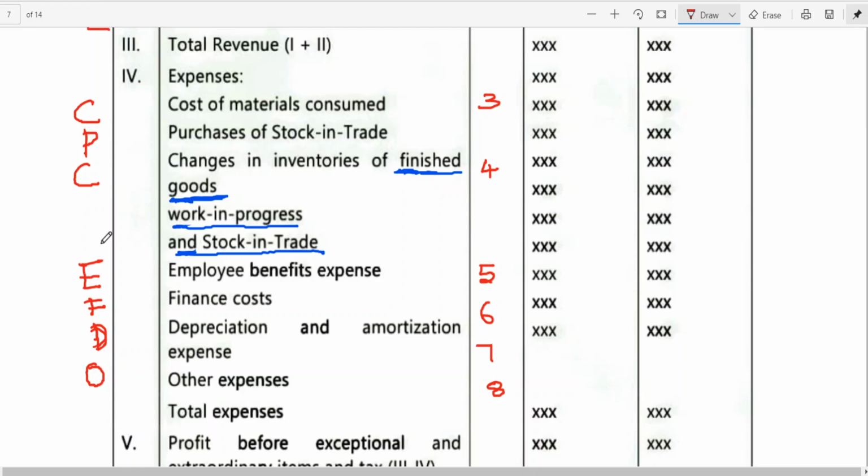Now here you should observe the changes in inventory. Changes in inventory means opening inventory minus closing inventory. If opening inventory is more, it is positive. If closing inventory is more, you will be writing it as negative. If opening inventory is more, no problem, we write positive. If closing inventory is more, you put the amount as a negative value. Are you following, all of you?